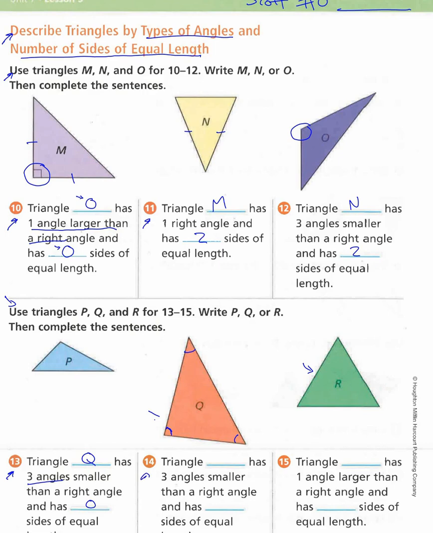Okay, let's go on to number 14. Triangle blank has three angles that are smaller than a right angle, and it has how many sides of equal length? Go ahead and answer that. Pause the video and answer that, and then I'll show you what I'm going to do.